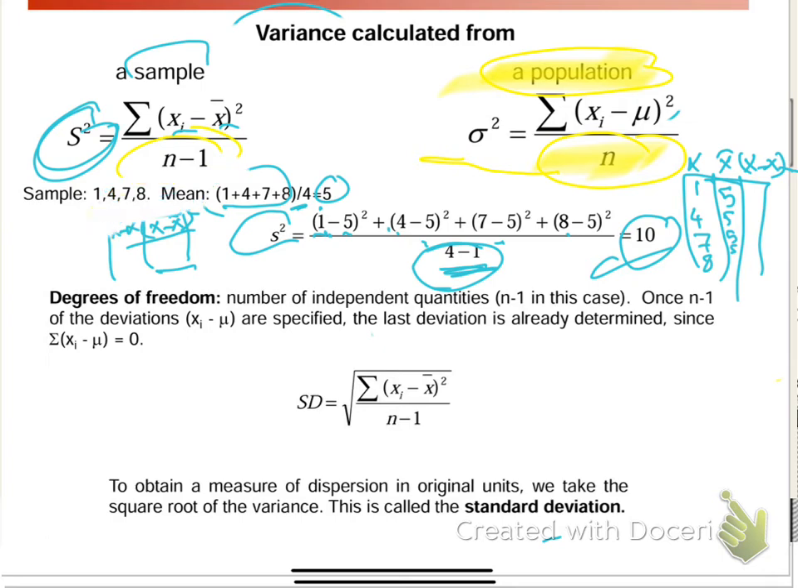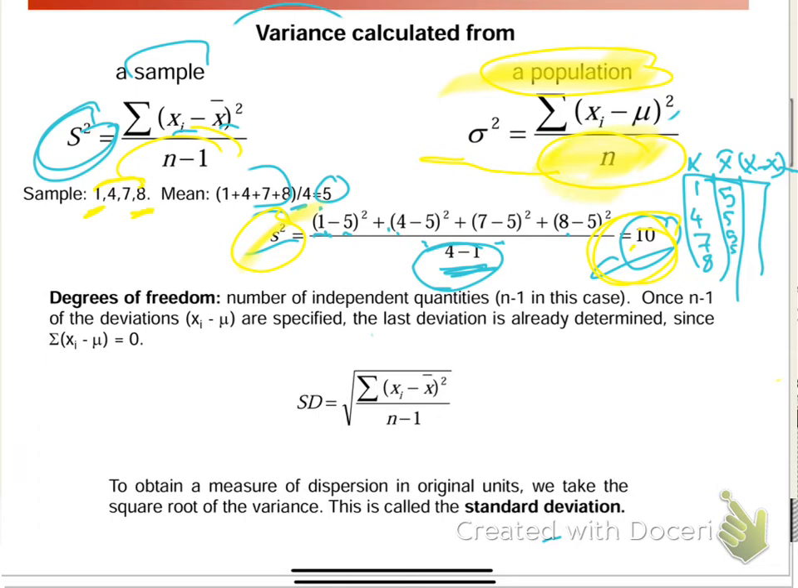The biggest number here is 8 and the smallest number is 1. We cannot have a variance of 10. The difference between them is 7. The gap is 7, so how would 10 come? Because this is squared. I have to get the square root of it, which will be 3 point something. So this is s squared. Be careful, it is s squared, not s.